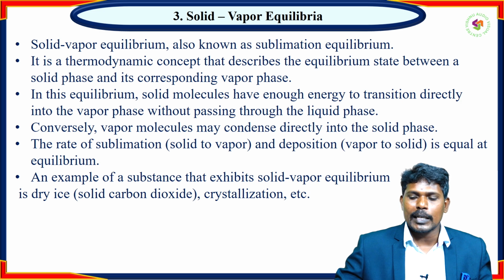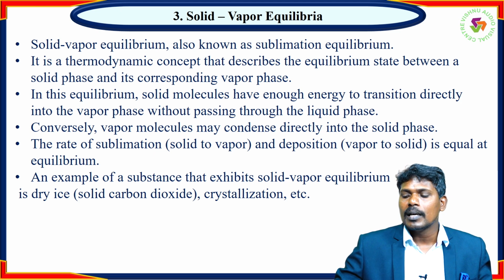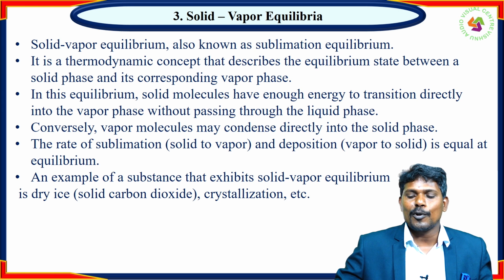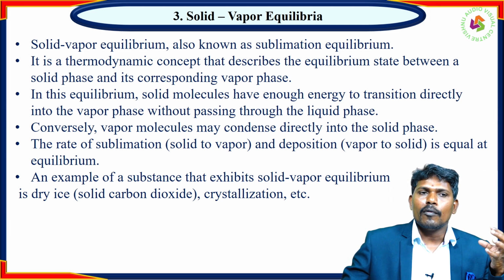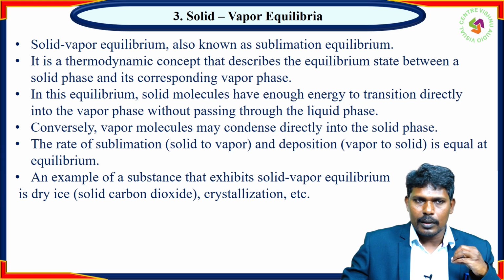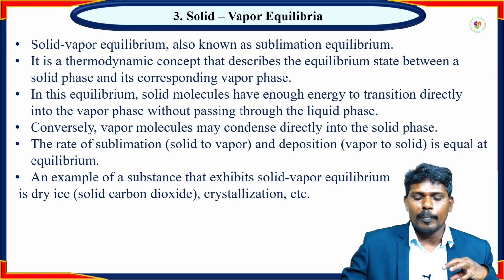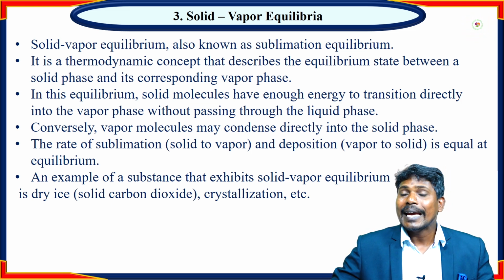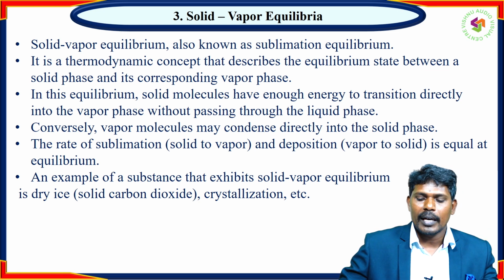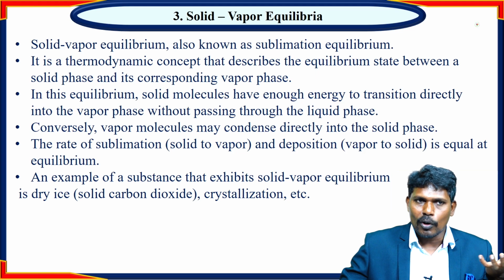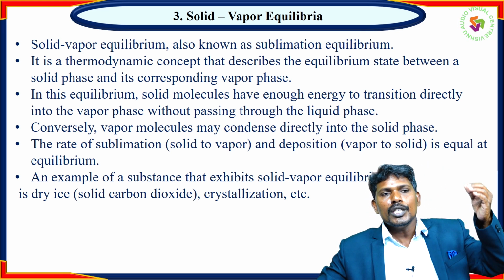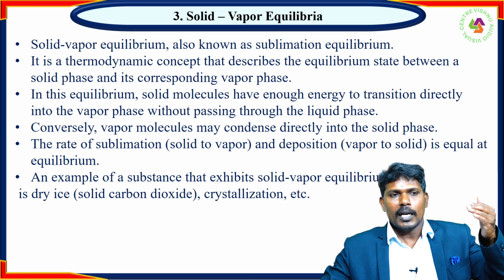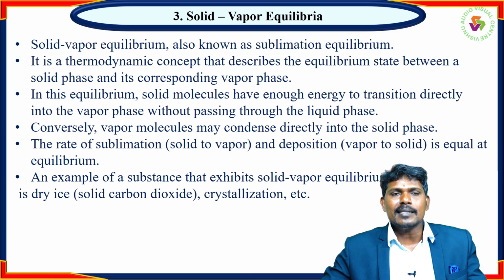Next one is solid vapor equilibrium, also known as sublimation equilibrium. It is a thermodynamic concept that describes the equilibrium state between a solid phase and its corresponding vapor phase. Means the vapor is in equilibrium with its solid state. In this equilibrium, the solid molecules have enough energy to transition directly into vapor without passing through the liquid phase, and these two phases are in equilibrium at particular conditions. Conversely, the vapor molecules may condense directly into the solid phase.